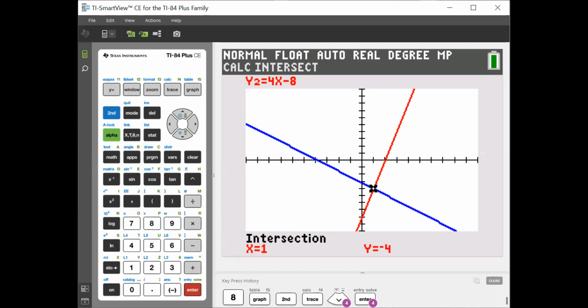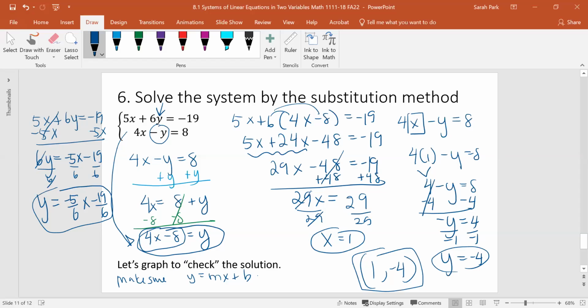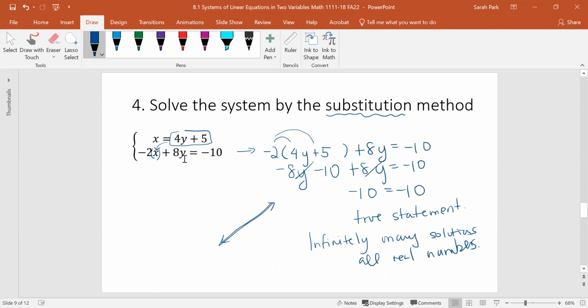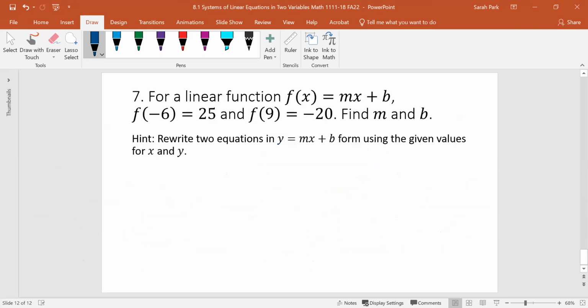Okay, so let's go back. The thing with graphing calculators is you have to set it into y equals mx plus b form first. So for this case, you could have also graphed these 2 lines without switching it into y equals mx plus b form because y is already isolated. But for something like number 4, if you wanted to use a graphing method, you would have to isolate the y. And the way it's written out now, you can't just plug it into the graphing calculator. So that's the only thing that you have to watch out for. Okay, let's go to the next one, number 7.